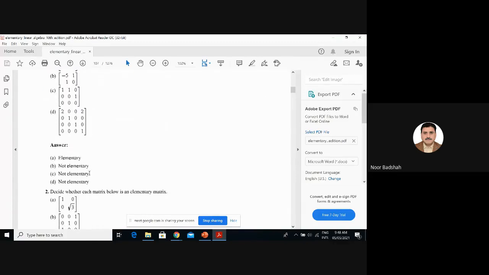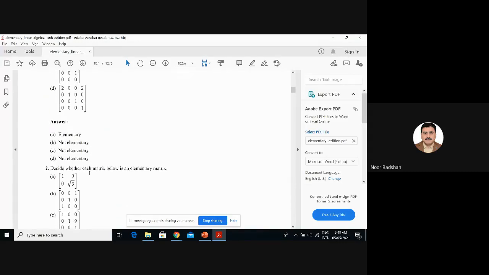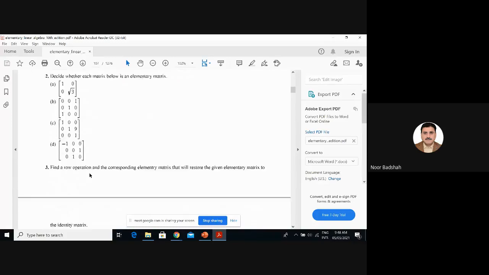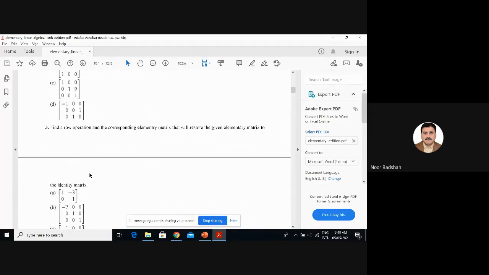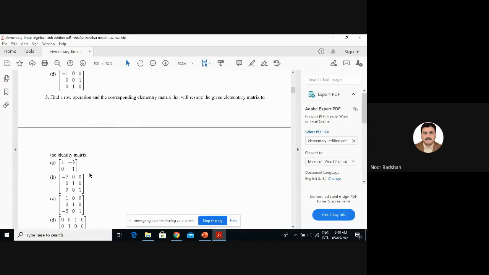First one was elementary, the remaining are not elementary. Same thing, question number 2 as well. Decide whether each matrix below is an elementary matrix or not. Find a row operation and the corresponding elementary matrix that will restore the given elementary matrix to the identity matrix.